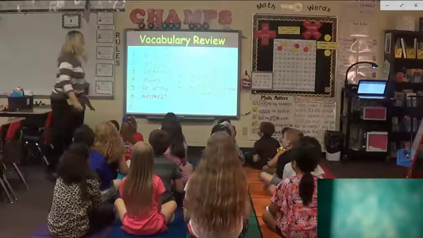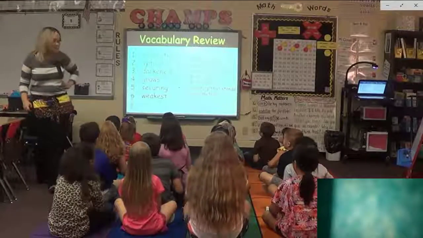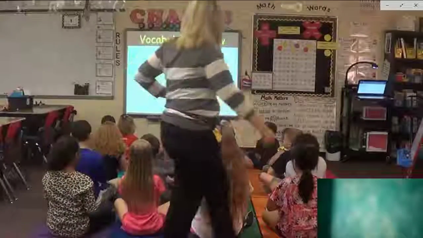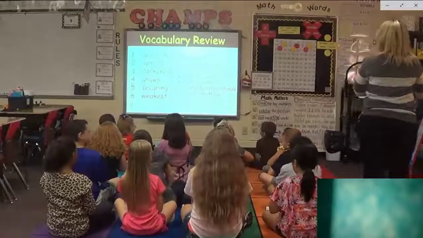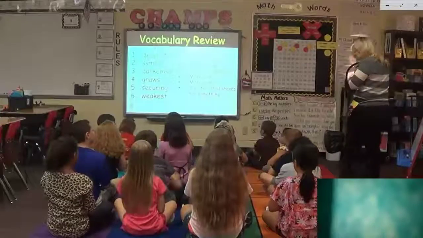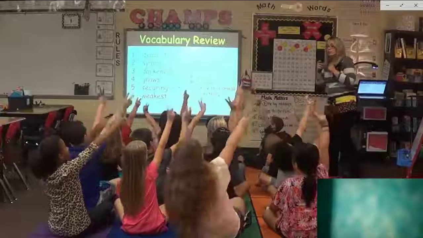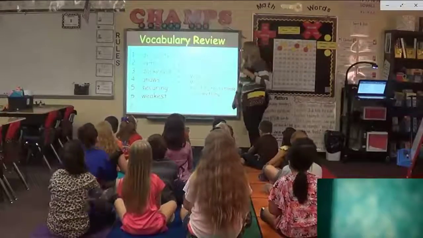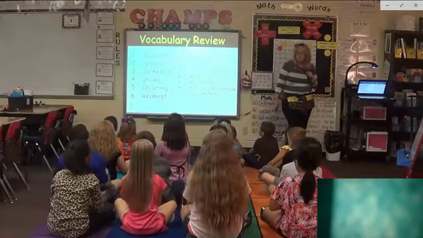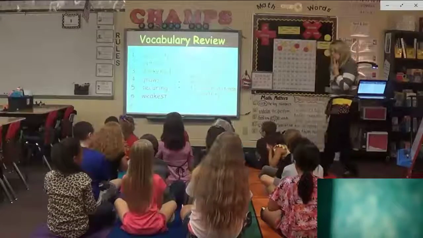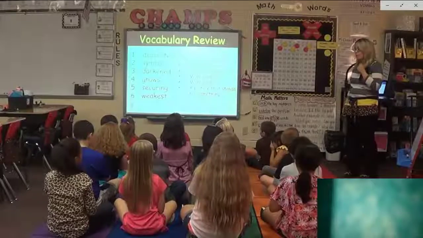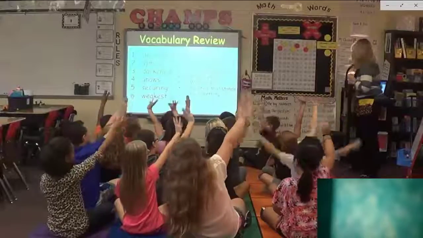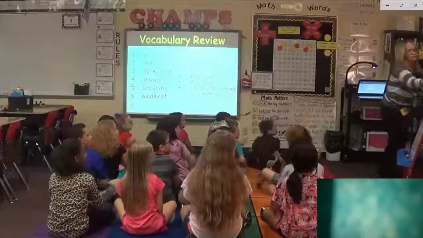All right, your first definition is a picture that stands for something. I will know you're ready when you have that number on your chest. 1, 2, 3. Symbol. Ooh, nice job. All right, let's try this one. Made darker. What did you do? 1, 2, 3. Darkened. Okay, I gotta give it up to you guys.